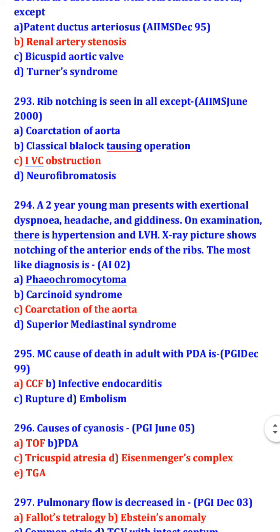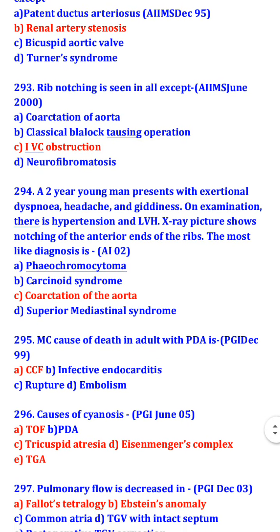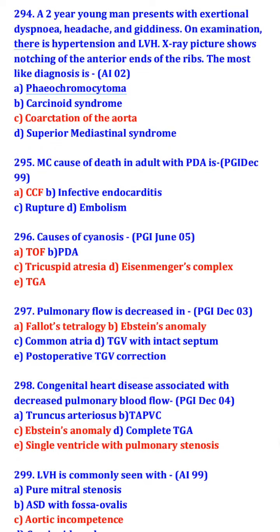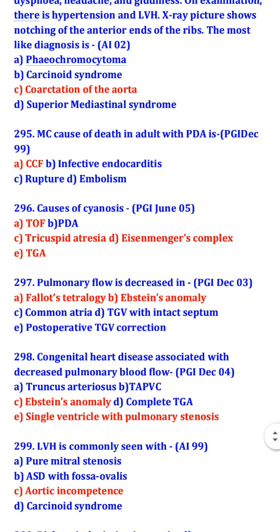A 22-year-old young man presents with exertional dyspnea, headache, and giddiness. On examination, there is hypertension and left ventricular hypertrophy. X-ray picture shows notching of the anterior end of the rib. The most likely diagnosis is coarctation of the aorta. Most common cause of death in adult with patent ductus arteriosus is congestive cardiac failure. Causes of cyanosis are tetralogy of Fallot, tricuspid atresia, Eisenmenger complex, TGA. Patent ductus arteriosus is not a cause of cyanosis.